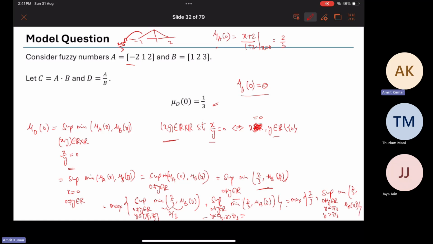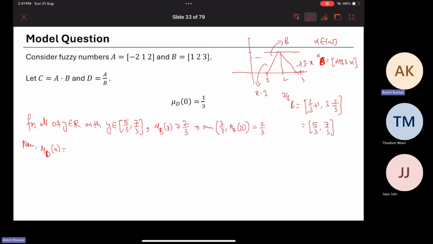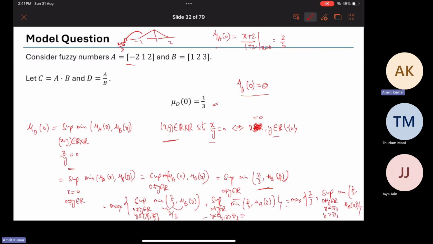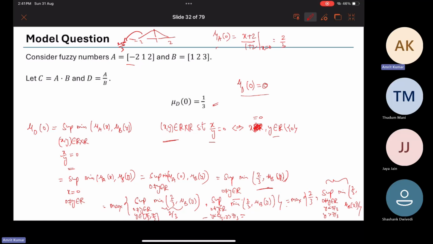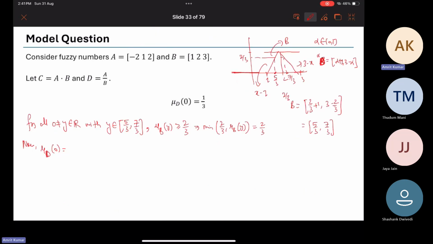Right? So this is mu B of y. This is 2 by 3. And this turned out to be 5 by 3, and this turned out to be 7 by 3. Right? And we want to just evaluate this particular supremum: supremum of minimum of 2 by 3 comma mu B of y such that y is a non-zero real number and y is less than 5 by 3 or greater than 7 by 3. Okay. So for y less than 5 by 3, we are essentially looking at this particular part of the real line, and for y greater than 7 by 3, we are looking at this particular part of the real line.